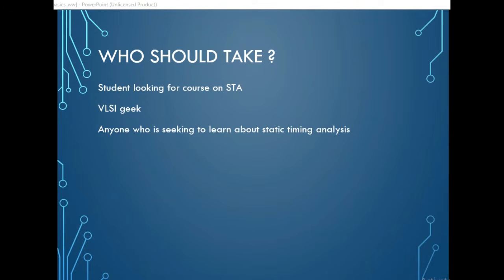So who should take this course? If you are a student looking for a course on static timing analysis, or if you are a VLSI geek, that means you are not in the industry but you want to learn about static timing analysis and are very keen on it, then you must take this course. And anyone seeking to learn about static timing analysis, from the student level to the professional level, this course is a must-take.